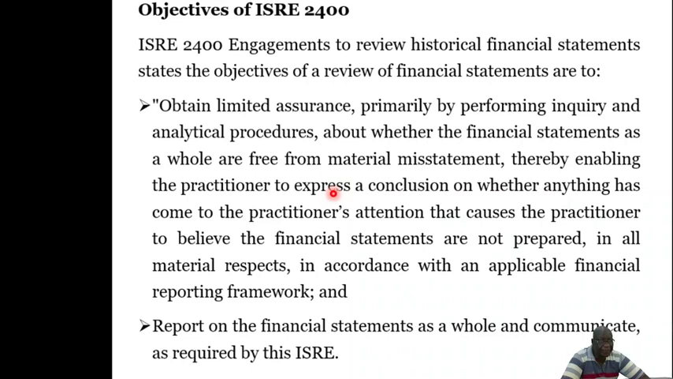Engagements to review historical financial statements states the objectives of a review of financial statements are, so if you are reviewing a financial statement, you are not doing auditing, to obtain limited assurance. So you are not going to do detailed work. So we do a limited assurance, primarily by performing inquiries and analytical procedures about whether the financial statements as a whole are free from material misstatements. This is a review engagement. Then we also have to report on the financial statements as a whole and communicate as required by the International Standard on Review Engagements.